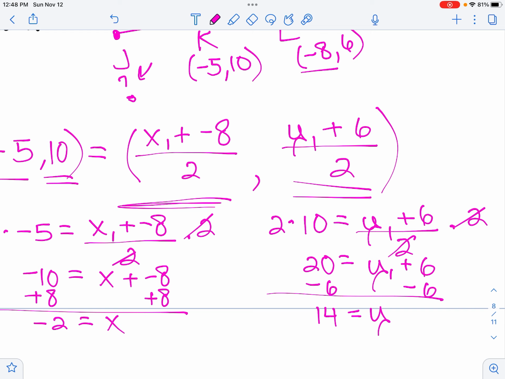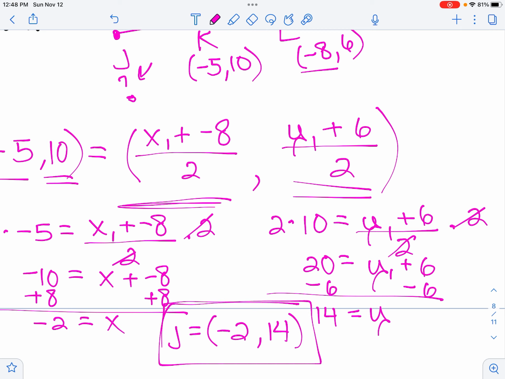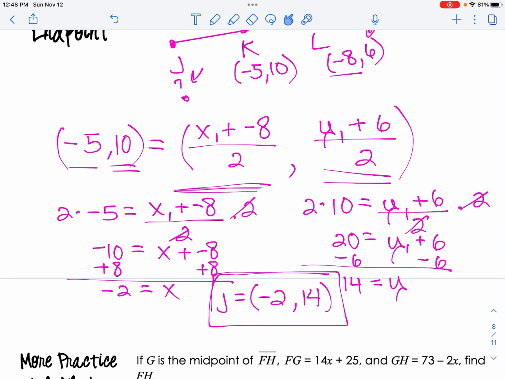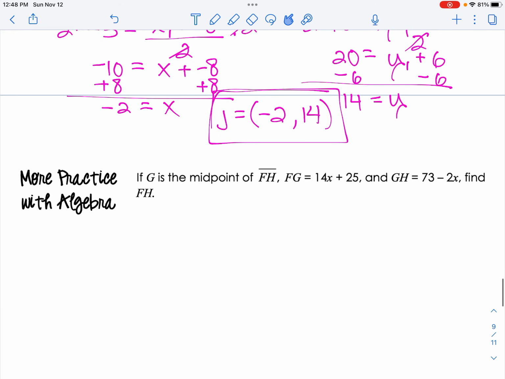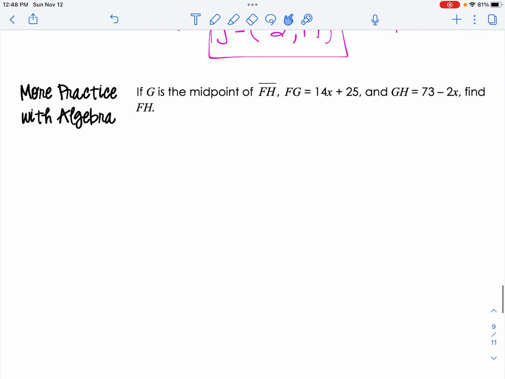So I'm simply going to just write that out as an ordered pair. So the other endpoint, J, is equal to x is -2, y is 14. J is that. Okay, a little bit more work for that, but you're still using that same formula and just using your algebra skills. Okay. All right, I just want to do one last one.